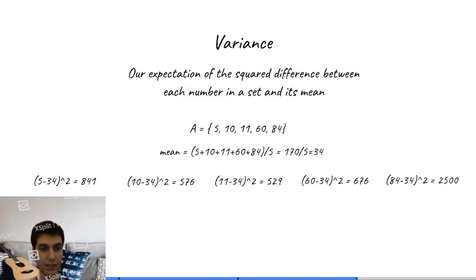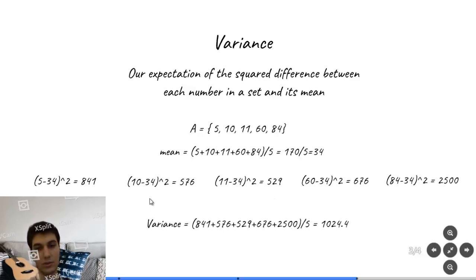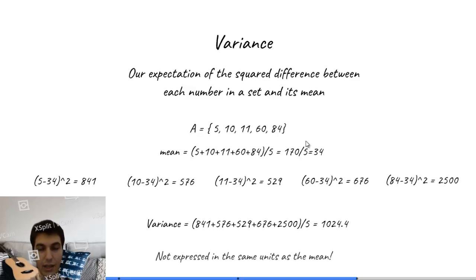So in this case, we have, for example, 5 minus 34 to the power of 2 equals 841, and so on. So we have these 5 numbers, and then the average of these numbers, which is equal to 1024.4, is the variance of this set. The problem with this number is that it's not expressed in the same units as its mean. So, for example, if these numbers were expressed in meters, this number is expressed in square meters.